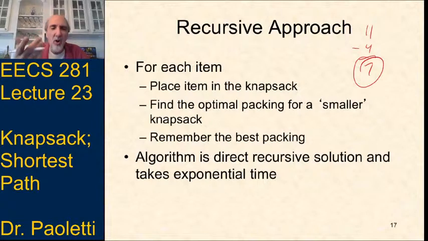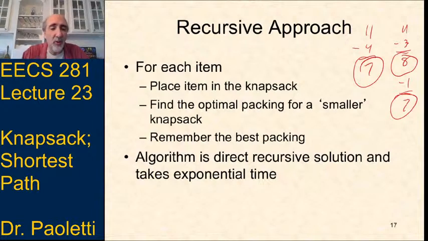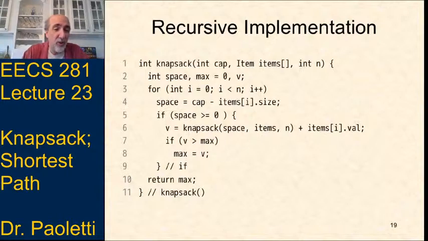Then I can say, well, what if I had 11 and I took an item of size 3, then I've got a capacity of 8. Let's make a recursive call to size 8. And maybe while I'm doing size 8, I say, well, let's take away an item of size 1, which leaves me size 7. Let's solve that again. So the directly recursive solution is going to be exponential because every time I take an item, I've got to solve a smaller problem. And if I don't remember the best way to solve 7, I have to resolve it all over again.